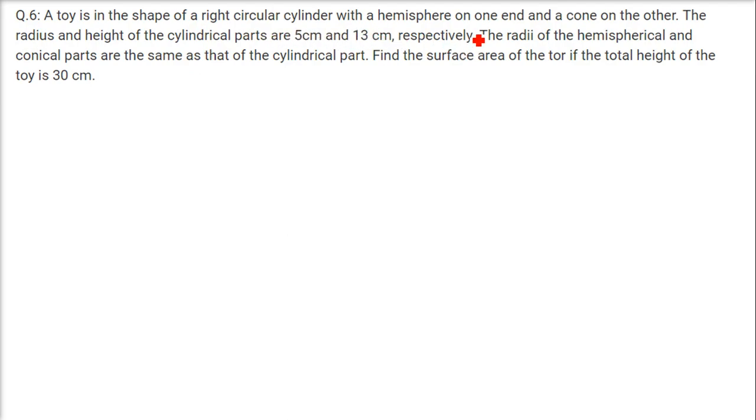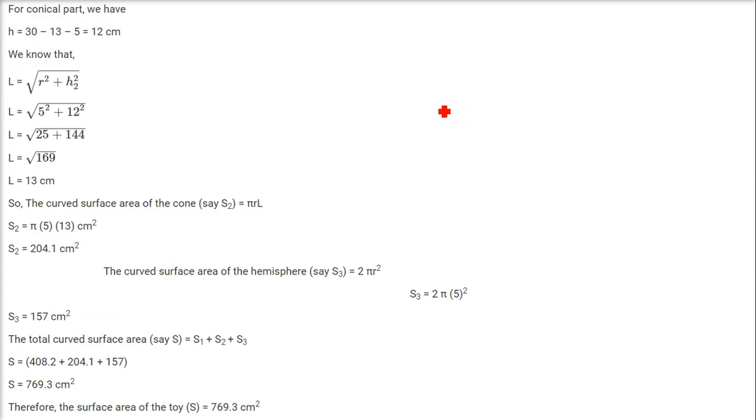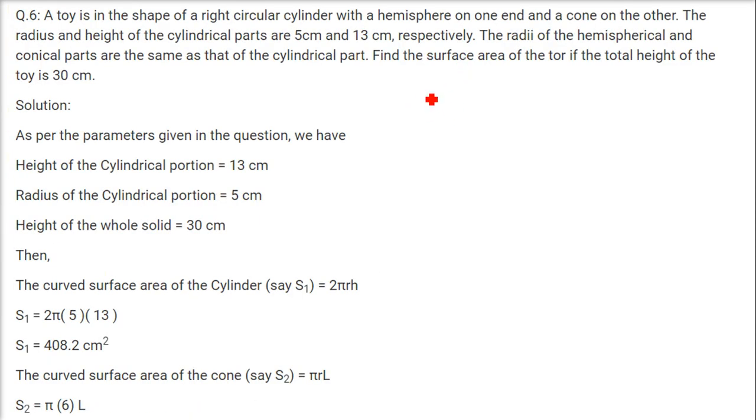A toy is in the shape of a right circular cylinder with the hemisphere at one end and cone at the other end. So if I can show you the diagram, I have to make it. So let me make the diagram first, then we may be able to understand it better. There is a cone, there is a cylinder, and this is three parts actually. So we have a cone, we have a hemisphere, and we have a right circular cylinder.